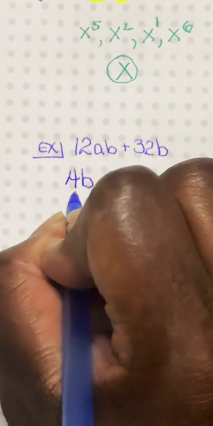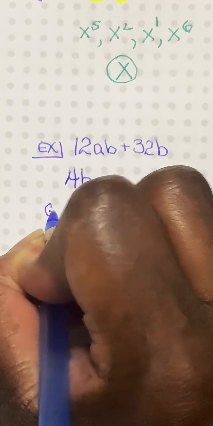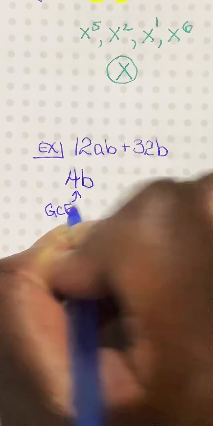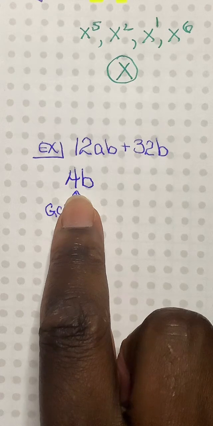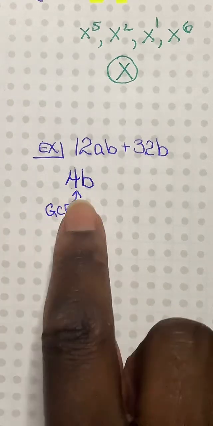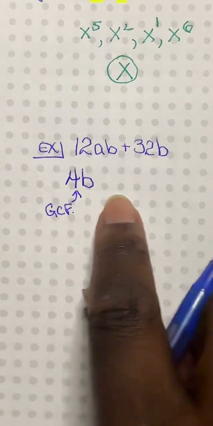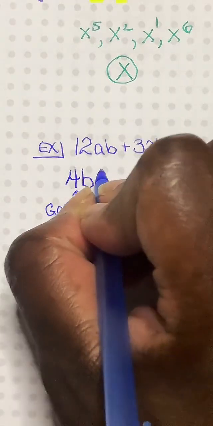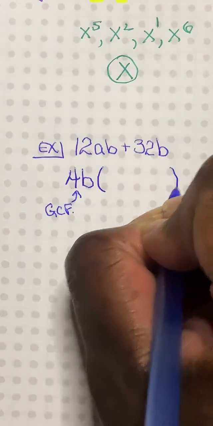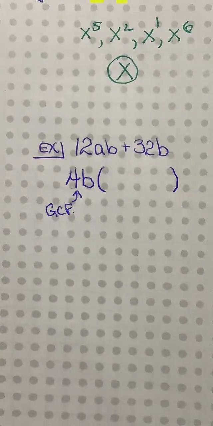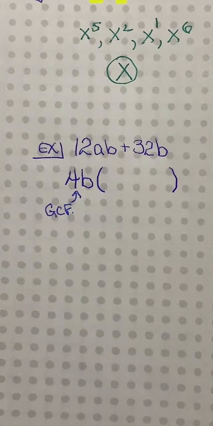So my GCF is going to be 4B, okay? So a lot of you guys have that in your answers, which is awesome. But that's not just your answer. We need to put what remains if we pull out that 4B.